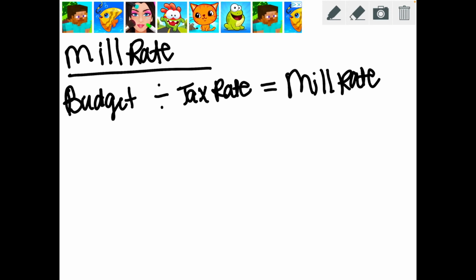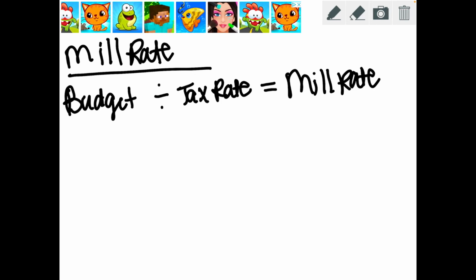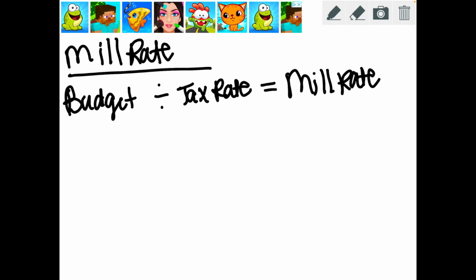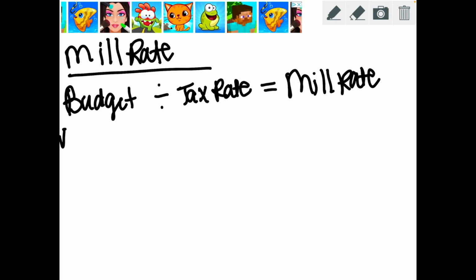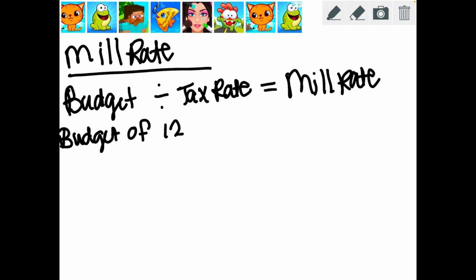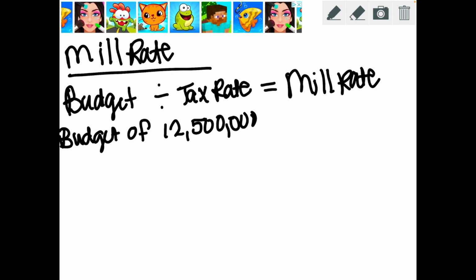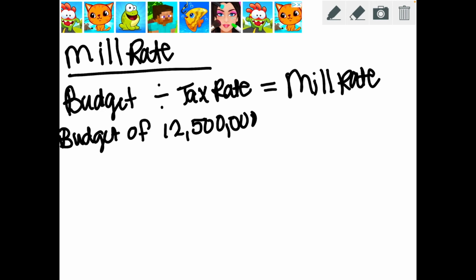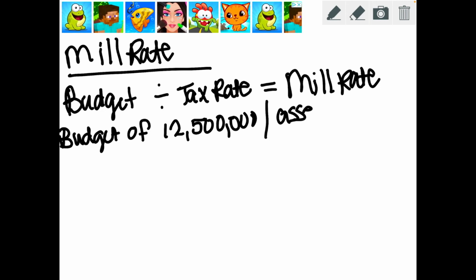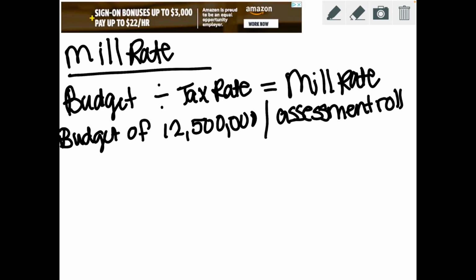So the best way for us to do this is to take a problem and actually solve it so that you can determine the mill rate. So let's see. Let's say the city has a budget of $12,500,000. And then they know that they have an assessment roll, meaning all of the houses in that area is the assessment roll, and the value of that is $950 million.